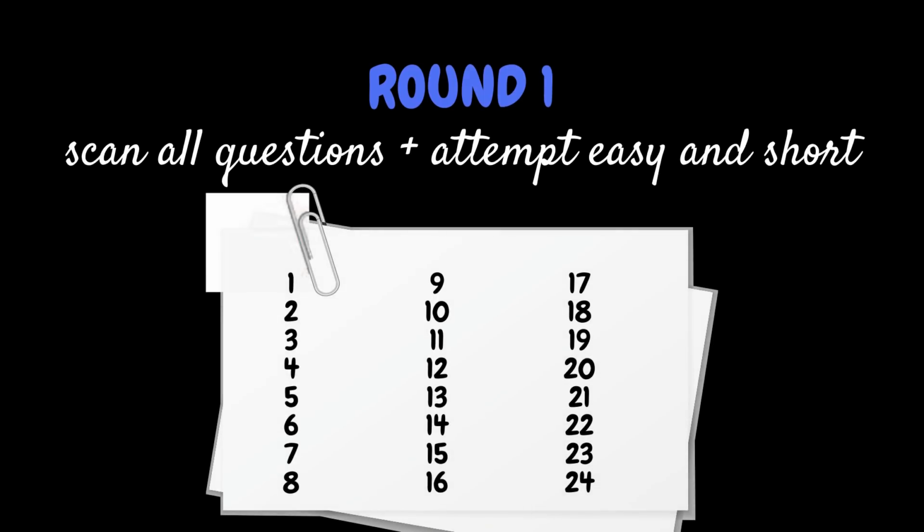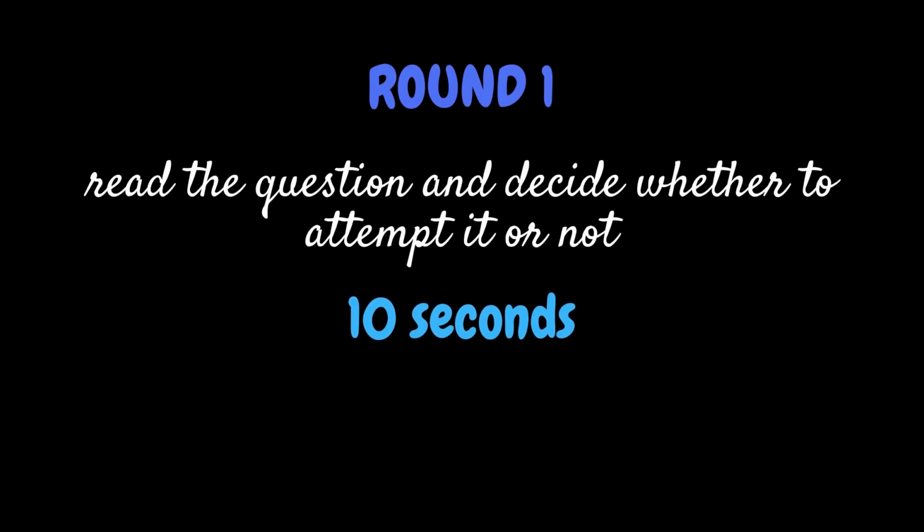On a piece of paper, the rough sheets that you get, you should have already drawn a table like this so that you can note down which question is of which sort. Because your biggest strength in round one is going to be that you're going to go through all the questions. So first of all, you're going to start from question number one, read the statement and decide whether this is an easy or short question or you need to skip it.